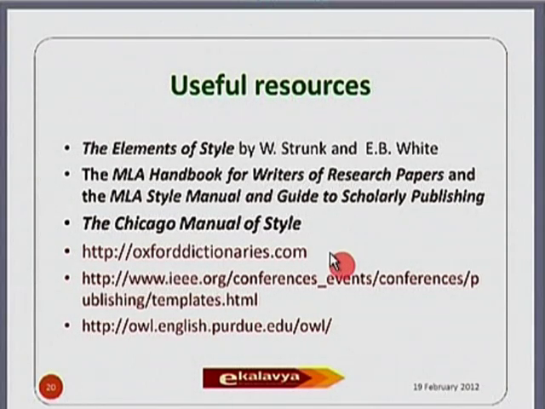You have the Oxford dictionary online, so while you are writing, you can easily check up a word if you are stuck somewhere. And then you have the IEEE.org, that again is a very useful resource. And the last one is an online writing workshop. It is run by Purdue University, and I would say it's an extremely useful resource to anybody who wishes to improve their writing style.